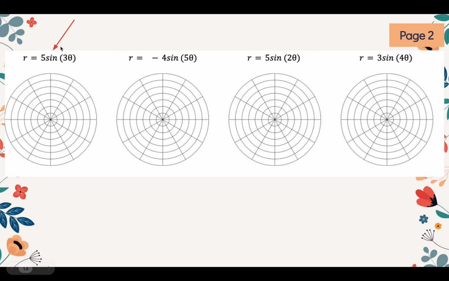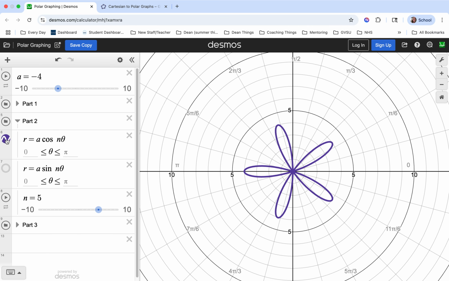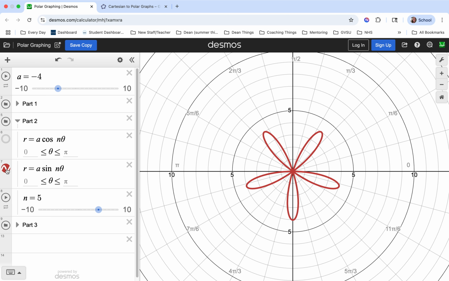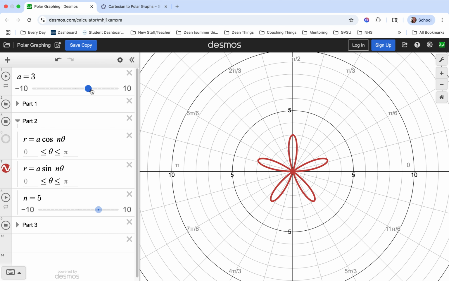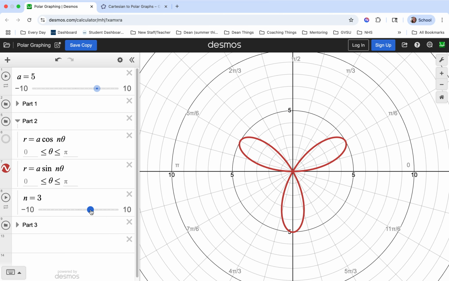All right, so all of these have sine, so I wanted you to notice that. So going back to our Desmos, we're going to turn off our cosine equation. We're going to turn on our sine equation. And we are going to do the same thing. So I'm going to let you kind of play around with this, and I'll do the first one. So our A value is positive 5. And our N value, that number inside parentheses, is 3.